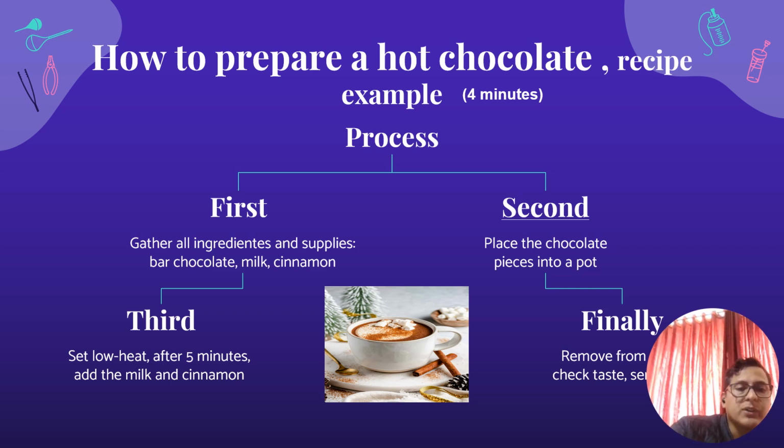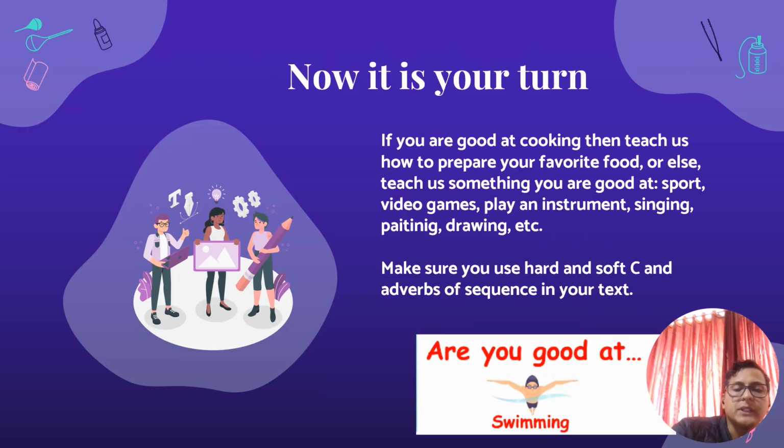And for the last part, which is the time for them to work independently, I propose this task. Of course, my idea is that they could work on a recipe, but if it's not possible, it's not a big deal. I propose they can work on something they are good at. For example, a sport, playing an instrument, singing, painting, drawing. So something that they are good at.